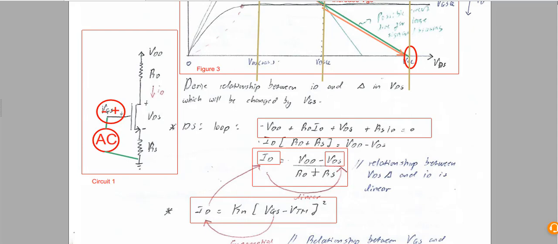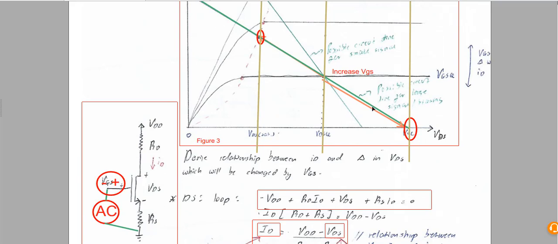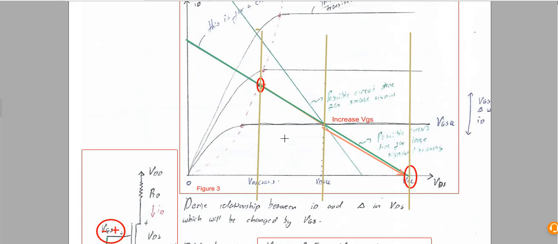If you look at this, you can separate the two. You can remove the RD plus RS and basically have VDD over RD plus RS, minus VDS over RD plus RS. Since VDS is our changing variable, the slope is 1 over RD plus RS. So as VGS changes, it's going to increase the value of this and decrease the value of that, and then give us the resulting values.